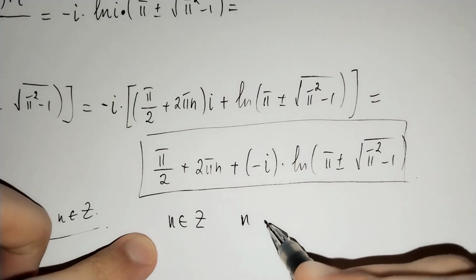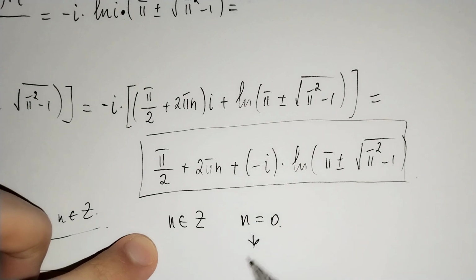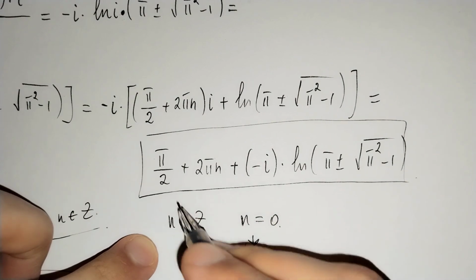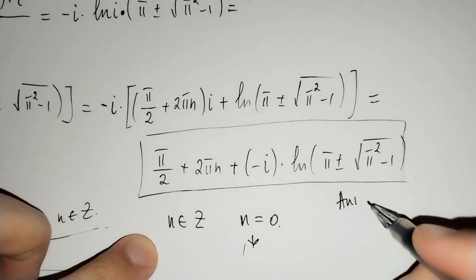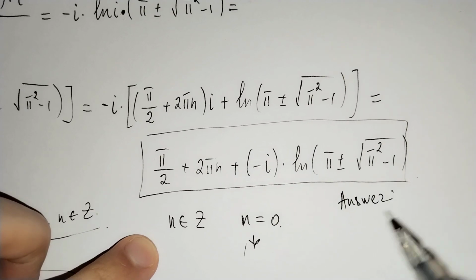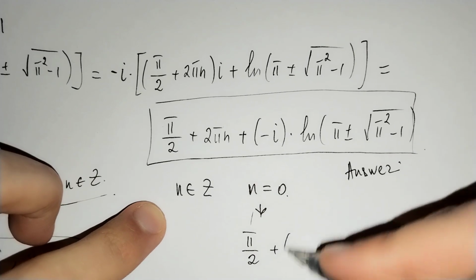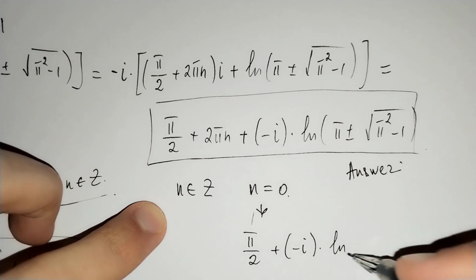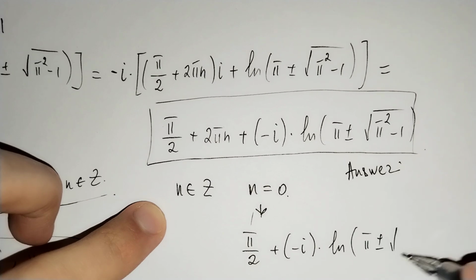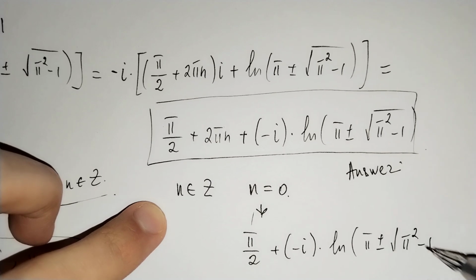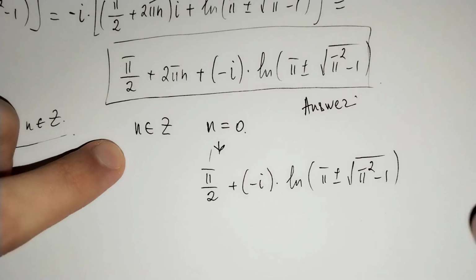And if n equals 0, in this case, our answer equals pi over 2 plus minus i times ln of pi plus minus the square root of pi squared minus 1.